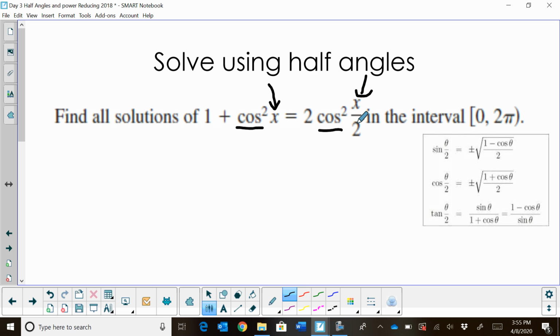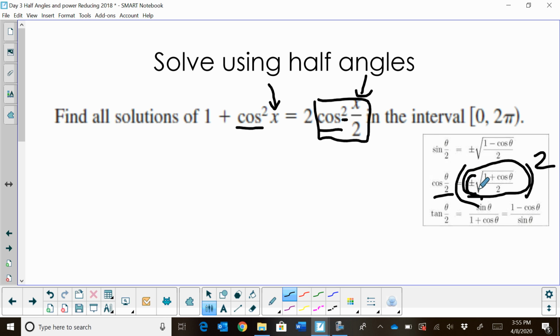They're not like terms. So what I can do is take my half angle formula and replace it with the cosine. The catch is this is squared and this one's not, so I get to take this half angle formula and square it. That's nice because I don't have to worry about my positive and negative because they're going to get squared, and I get rid of my radical all at one time.